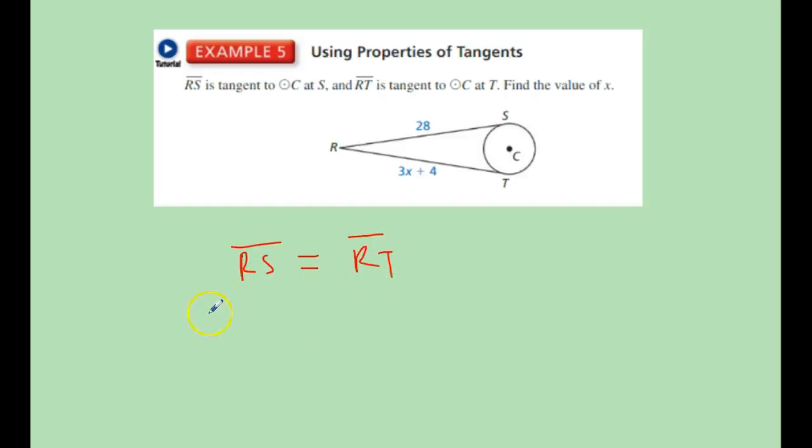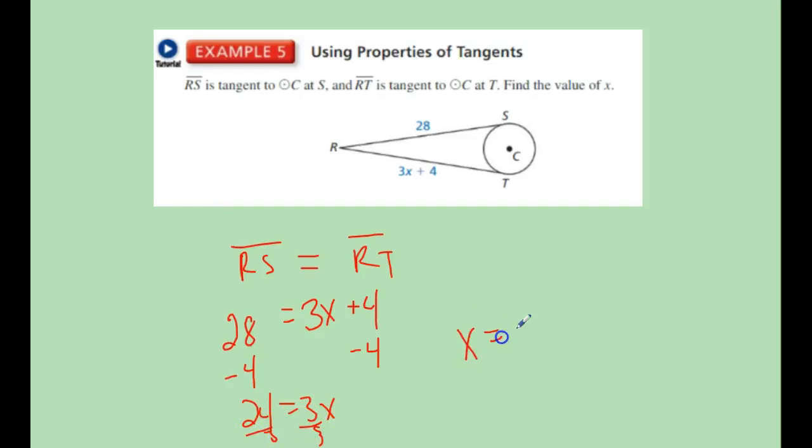So now I can go ahead and substitute what I know here. So I have 28 equals 3x plus 4. Then I solve for x by first subtracting 4, and then dividing by 3. So I end up with x equals 8. And I can look back and see, was I asked to find the length? No, I was just asked to find the value of x. So now that I have the value of x being 8, I have finished that.